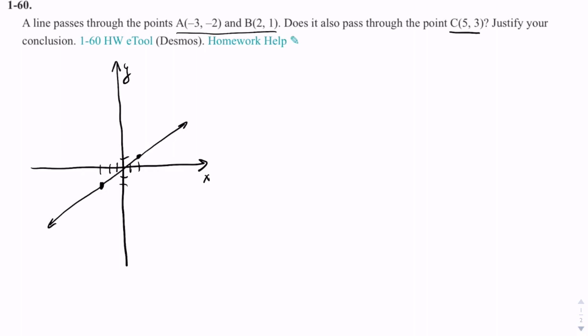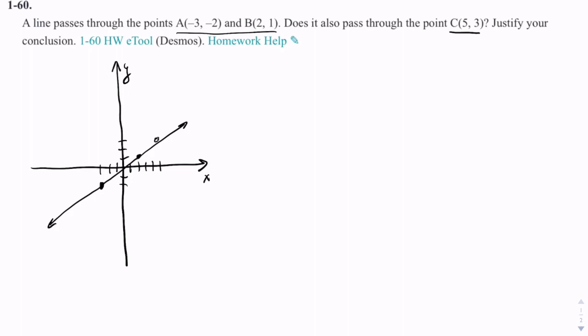All right, now it says, does it pass through 5, 3? 1, 2, 3, 4, 5. 1, 2, 3. Now, it doesn't look like it does, but it looks close. So how could we definitively know whether it does or it doesn't? Okay, let's think about this.